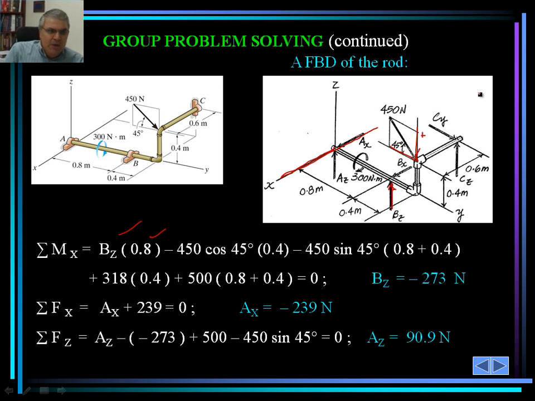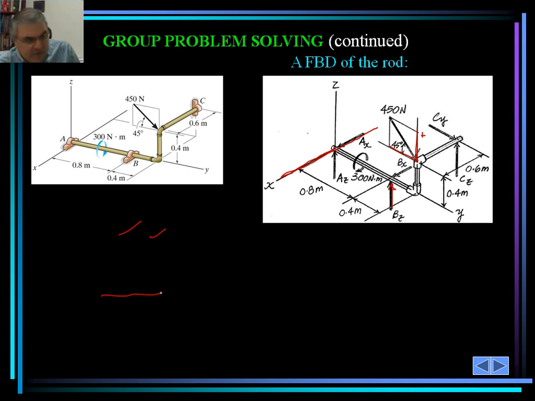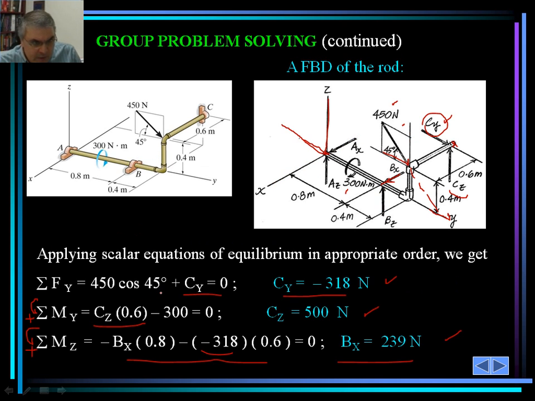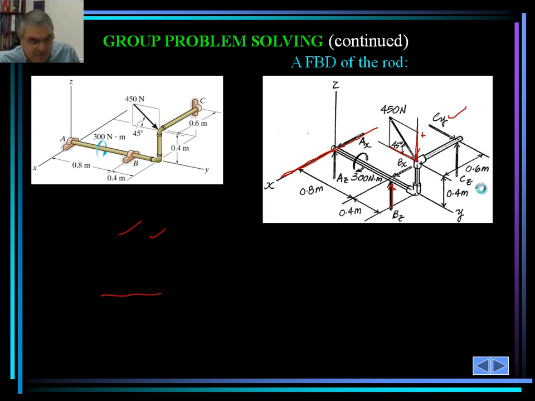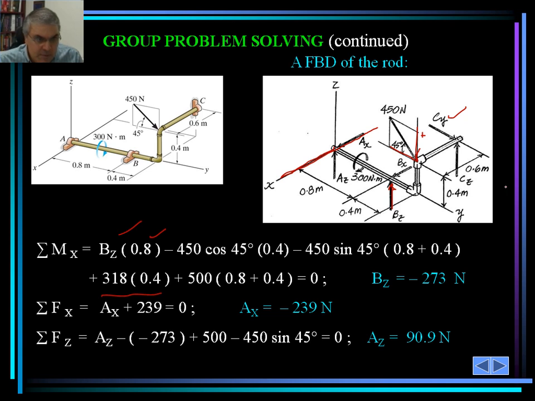There is also the 318.4 Newton force that I just calculated in previous steps. That is our C sub y, and it would contribute here because it has a tendency to cause a rotation. Also, C sub z would do the same thing. The magnitude of C sub z was calculated as 500, so that would also contribute. So we set up the equation, including all the terms: summation of moment about the x-axis.